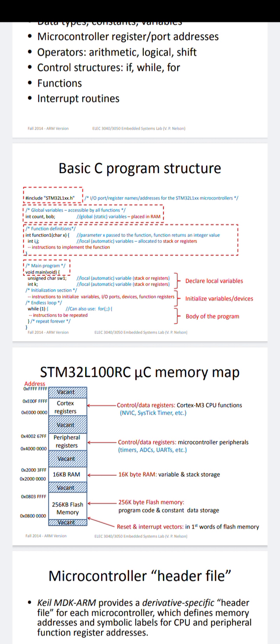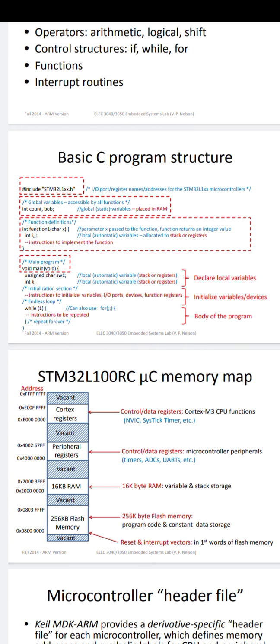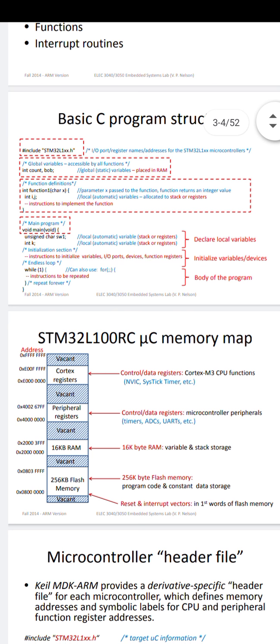Now the main program starts here. It is the while main. Then input output is declared here, that is unsigned character SW, then integer k, which declares the variables. Then initialization of the program, that is the instructions to initialize variables, input output ports, devices, and functions.